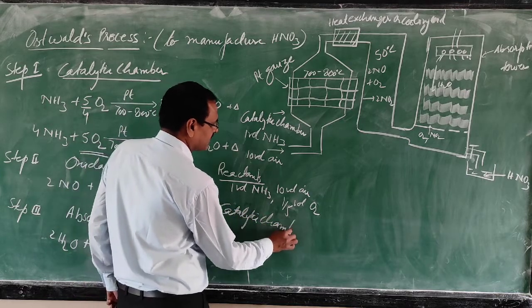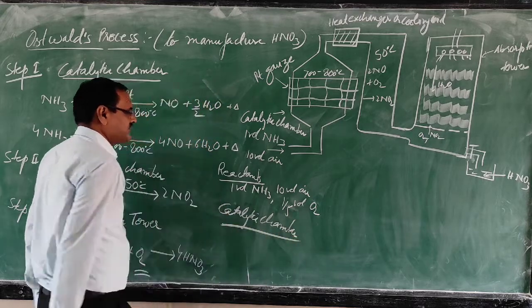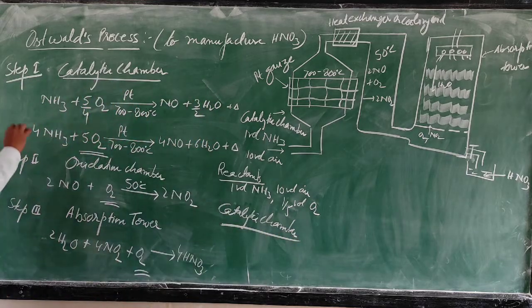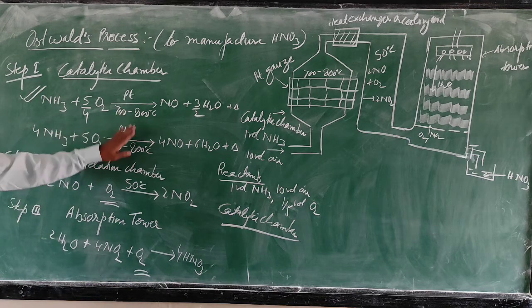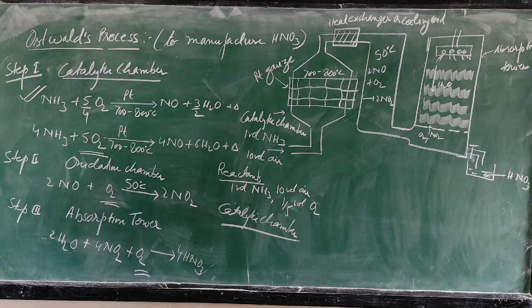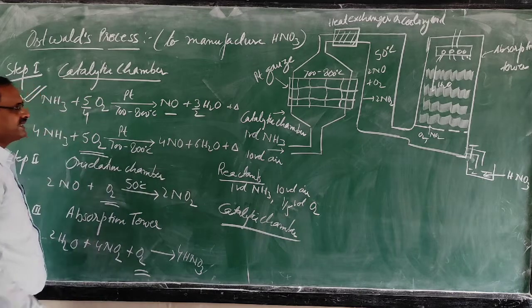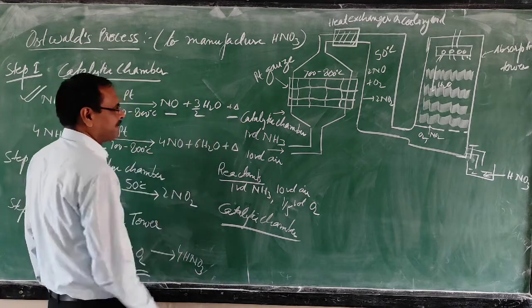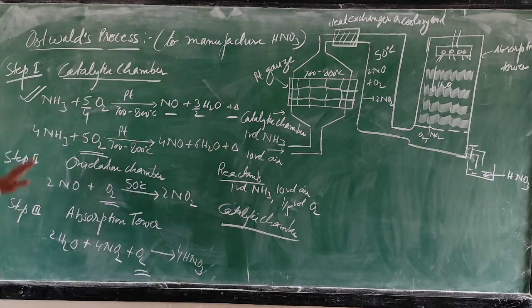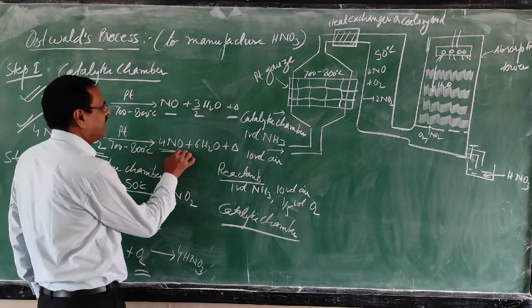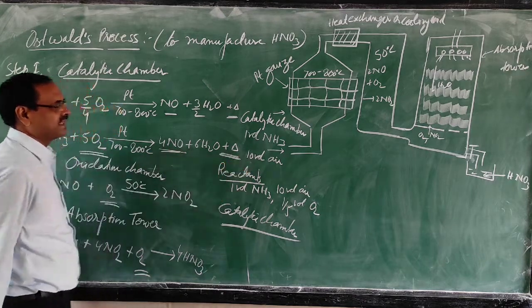Catalytic chamber. Which reaction takes place in the catalytic chamber? In the catalytic chamber, there is a platinum gauze; platinum is the catalyst, and the ammonia is oxidized to nitric oxide. This reaction is exothermic. So in the catalytic chamber, ammonia is oxidized to nitric oxide and the reaction is exothermic.